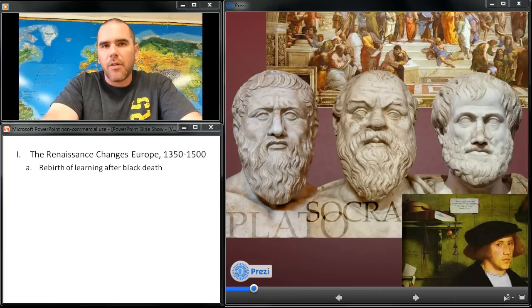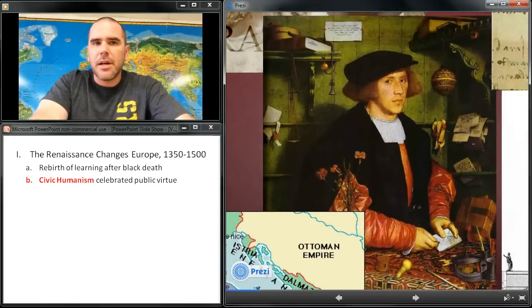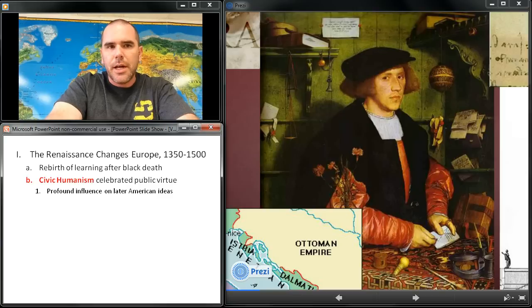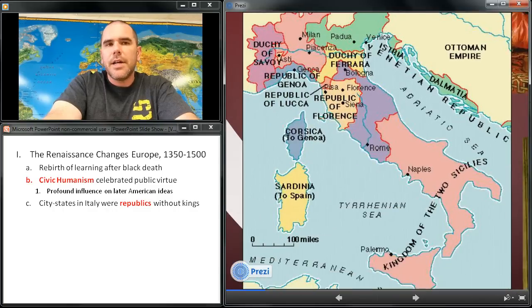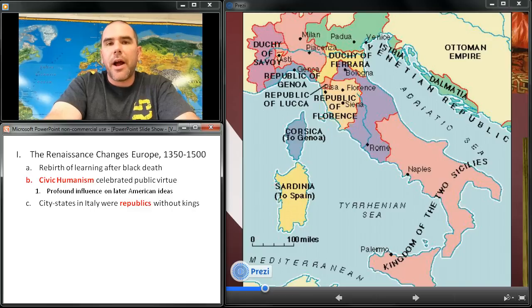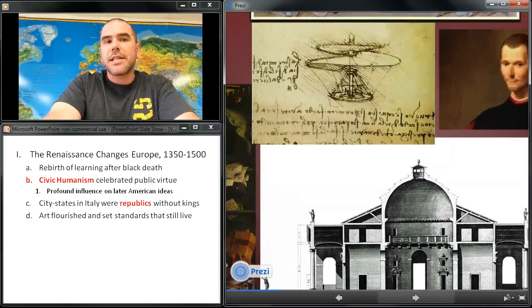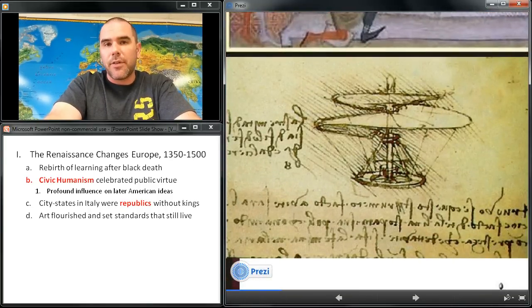A new ruling class of moneyed elite, merchants, bankers, and textile manufacturers, created a concept of civic humanism. This ideology celebrated public virtue and service to the state and would profoundly influence European and American conceptions of things like government and national expansion. In Italy, this movement led to the establishment of city-states as republics without princes or kings. Works by artists such as Michelangelo, Palladio, and Da Vinci were part of a flowering of artistic genius that set standards that still influence the modern era.